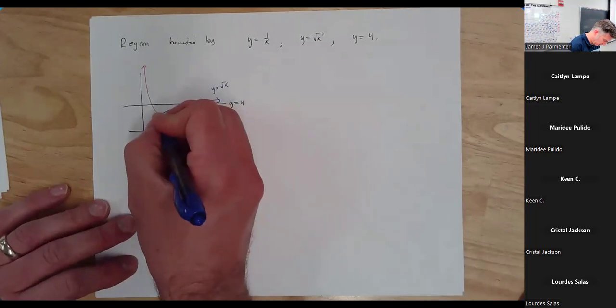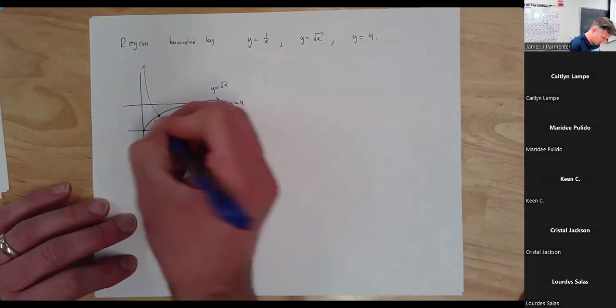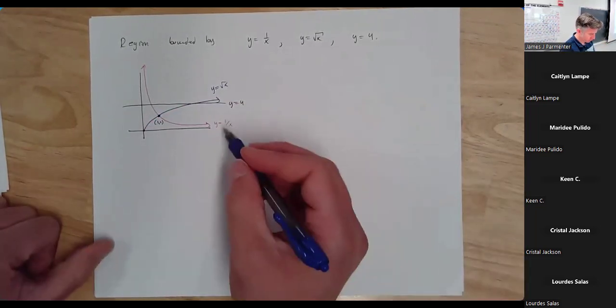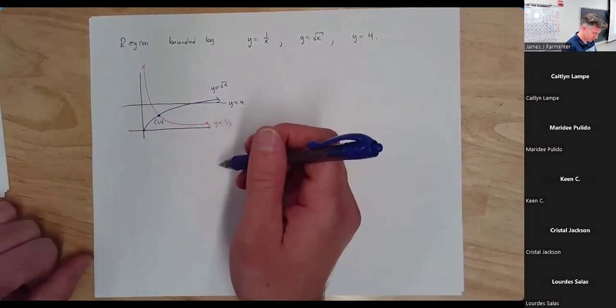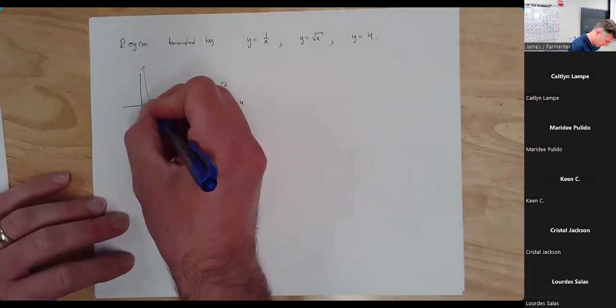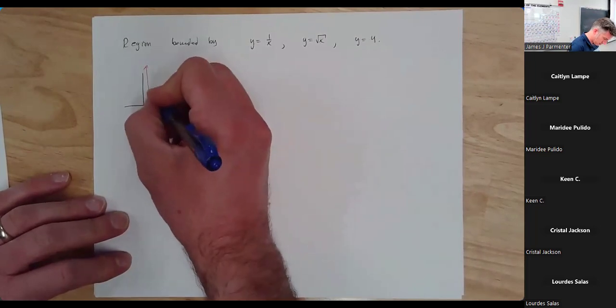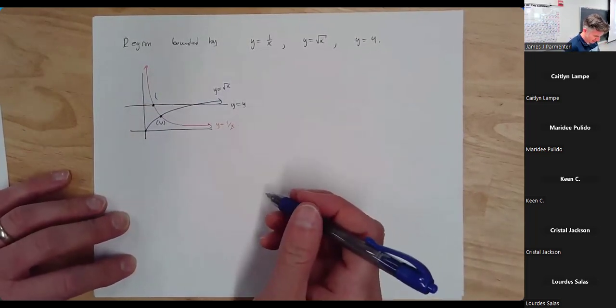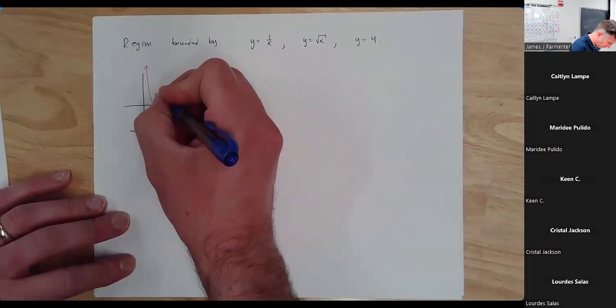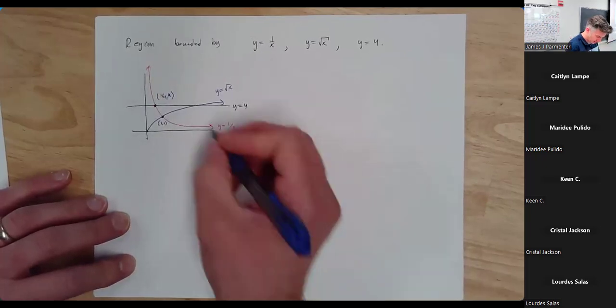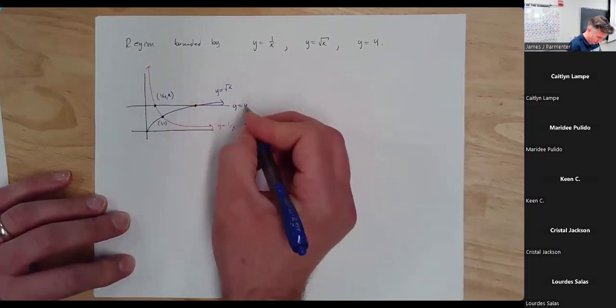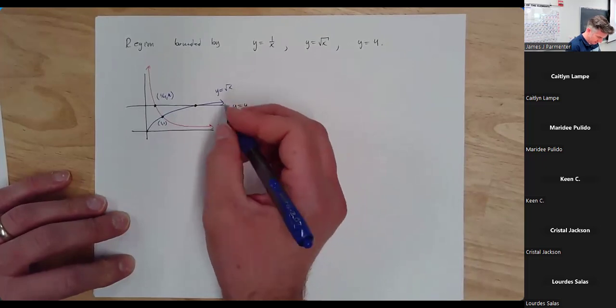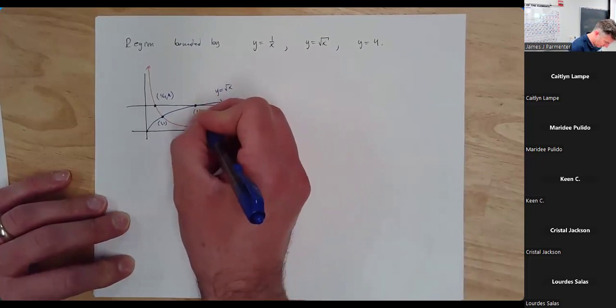This point is definitely going to be the point (1, 1). x is 1, 1/1 is 1, and the square root of 1 is 1. This point here, if I set 1/x = 4, x has to be 1/4. It'd be (1/4, 4). And this point here, y is 4, then x is going to have to be 16. That's going to be the point (16, 4).